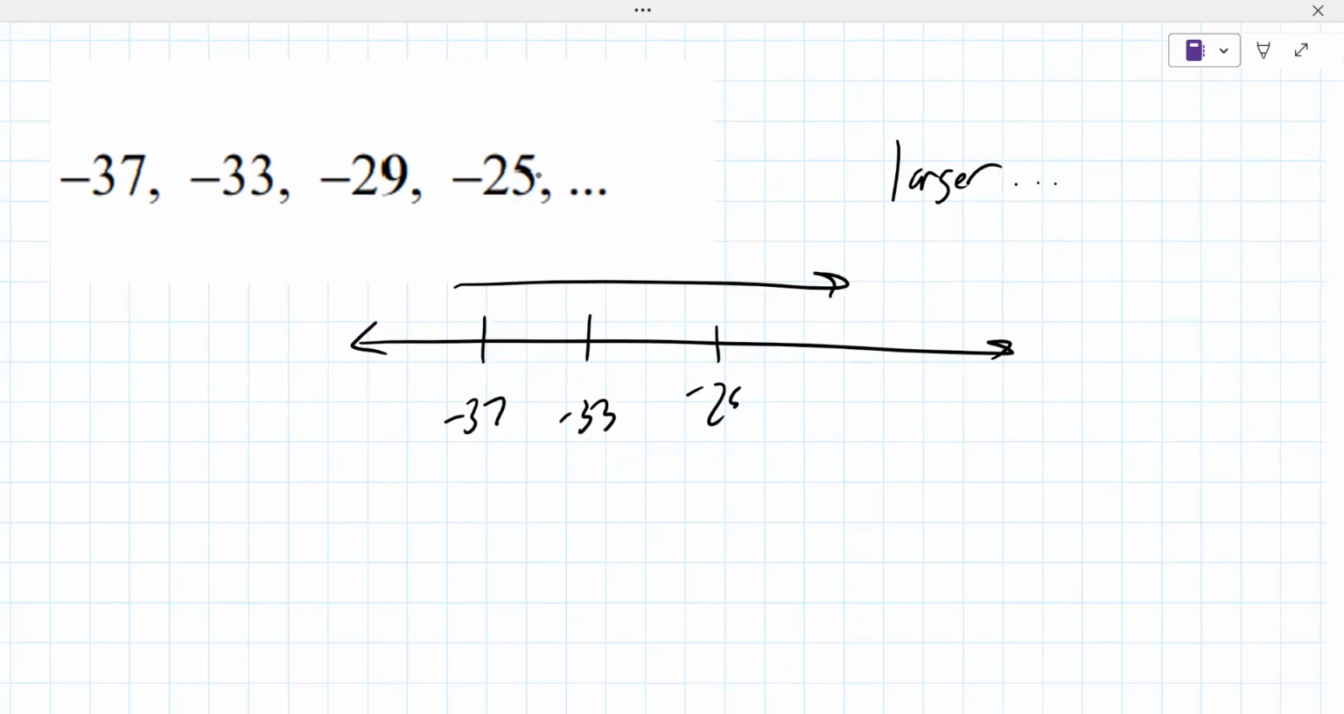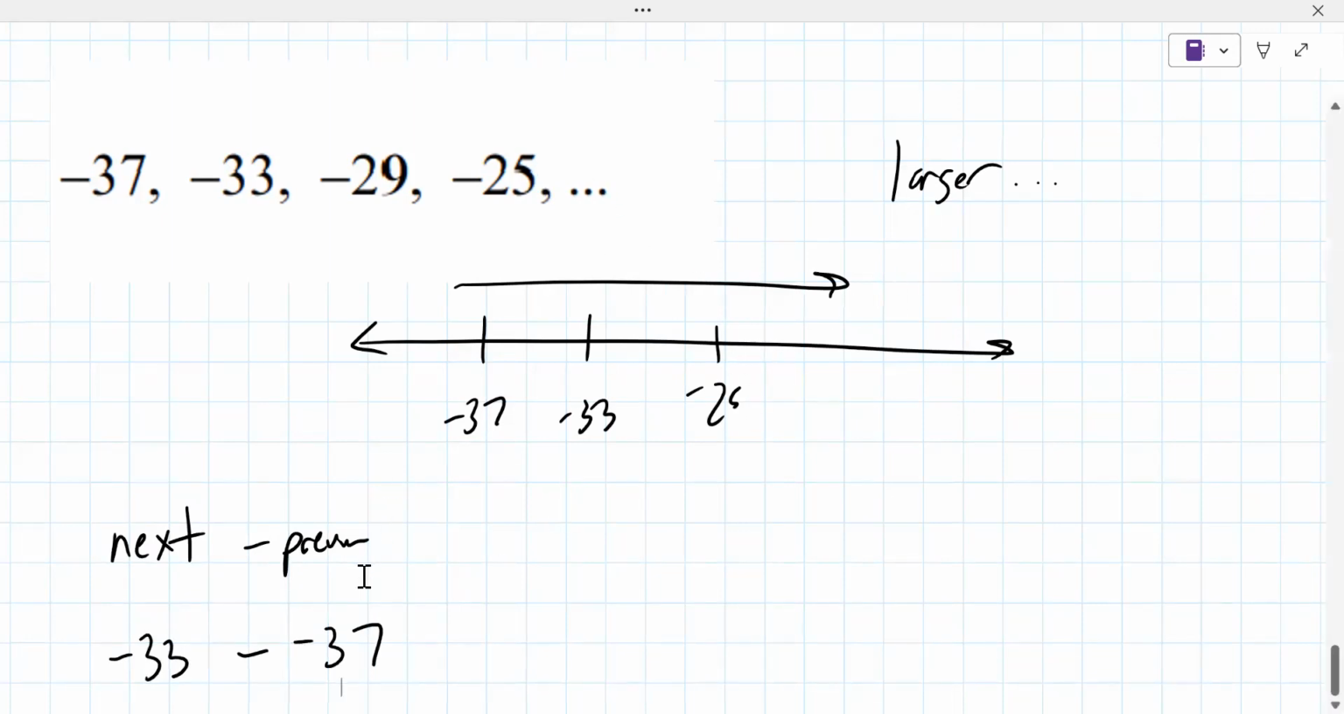So that's where you've got to be able to take the next term and subtract the previous. So like -33 minus -37, especially if you're not sure what to do here. But if you always do it this way, next minus previous, you will get the right difference. So could you tell me what that is or what it's going up by?